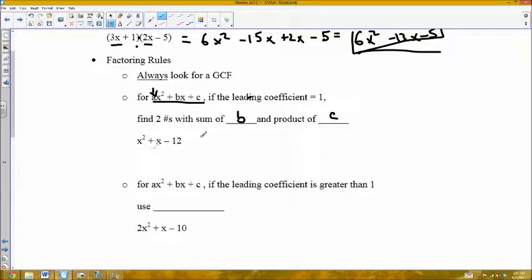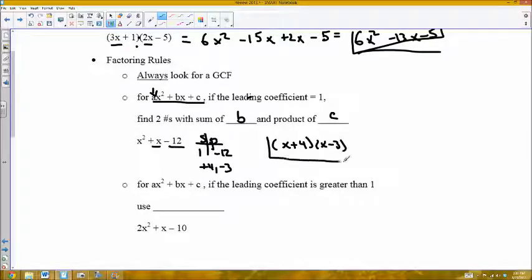So for example, in this one, I'm looking for numbers with a sum of 1 and a product of negative 12. Positive 4 and negative 3 would be two numbers which multiply to negative 12 and add to positive 1. So this entire expression will factor to x plus 4, x minus 3. Just these two numbers.